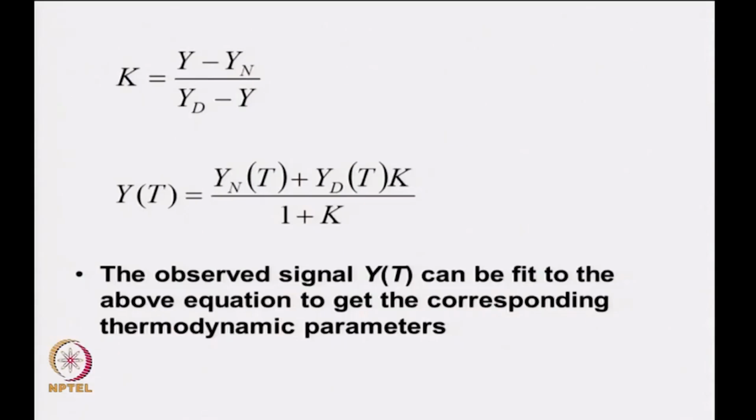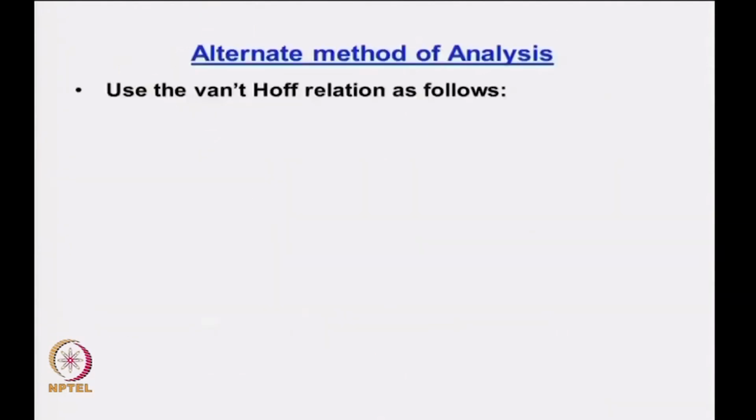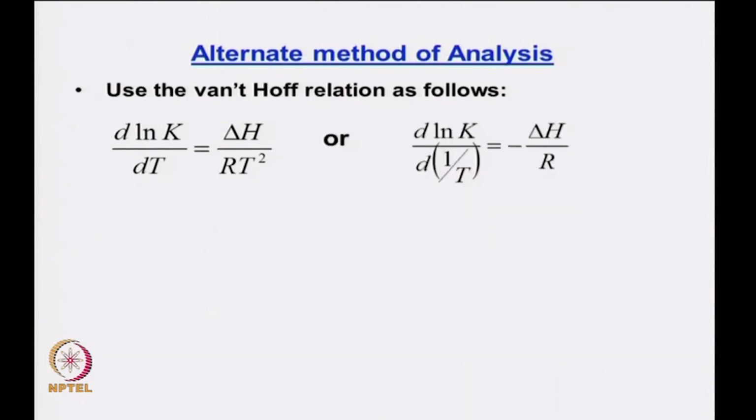Now, this is one way of fitting your thermal transition. The observed signal yt can be fit to the above equation to get the corresponding thermodynamic parameters. All these equations are interrelated. Now, what is an alternate method of analysis? You know the Van 't Hoff equation you have done in thermodynamics. This is a relation between your equilibrium constant and delta H. It can also be written as d ln K over d(1/T) equals minus delta H by R, where delta H is the change in enthalpy and K is the equilibrium constant.